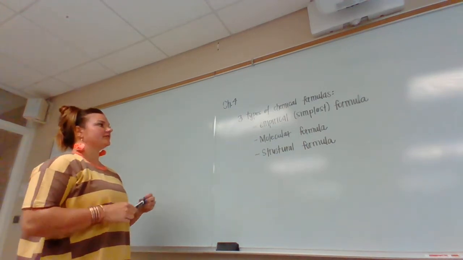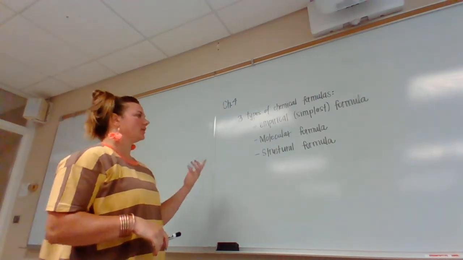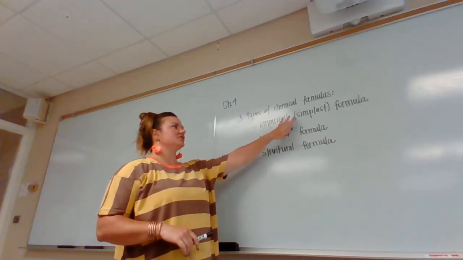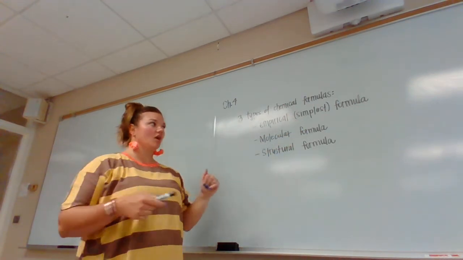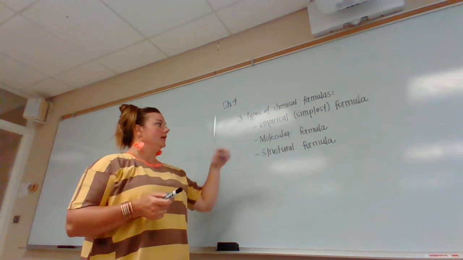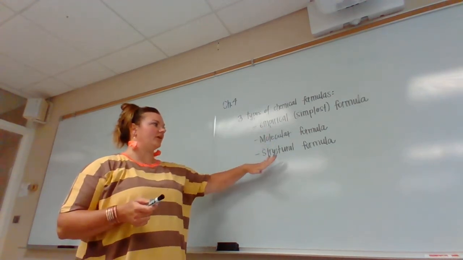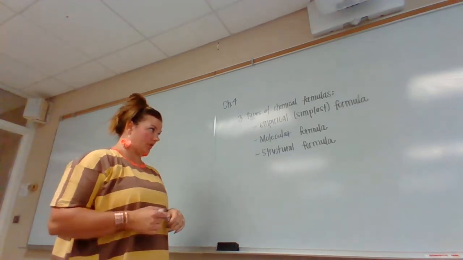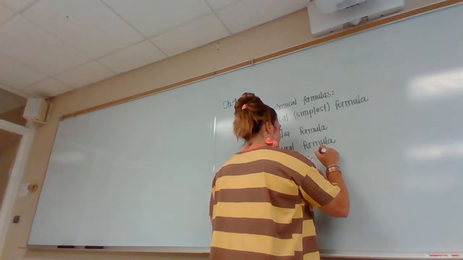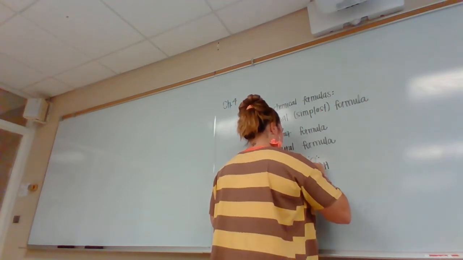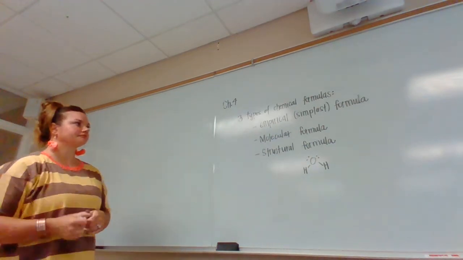Alright, 3 different types of chemical formulas. The first is an empirical formula. Empirical just means it is the simplest whole number ratio. I'll give you an example in just a sec. The next one is molecular formula. And then lastly is the structural formula. Structural formula would be like I showed you with water.